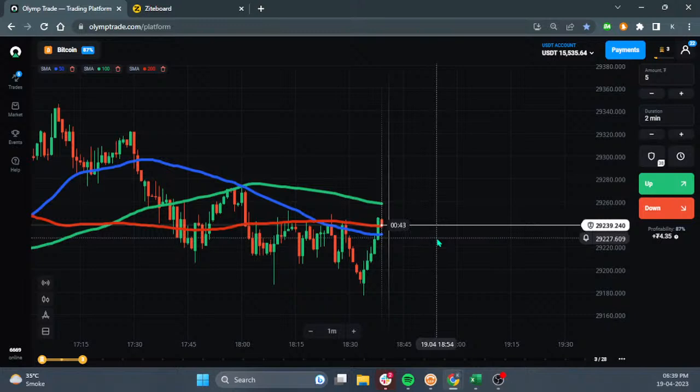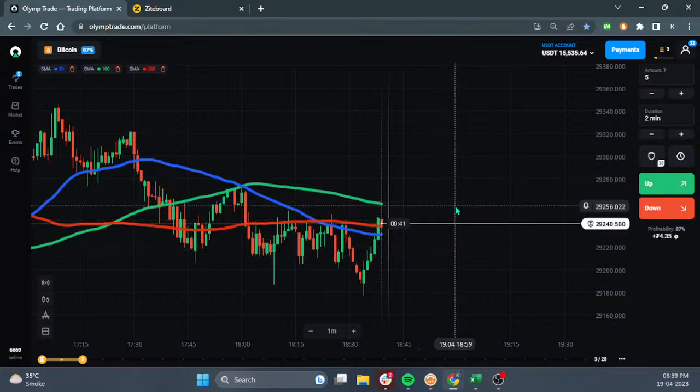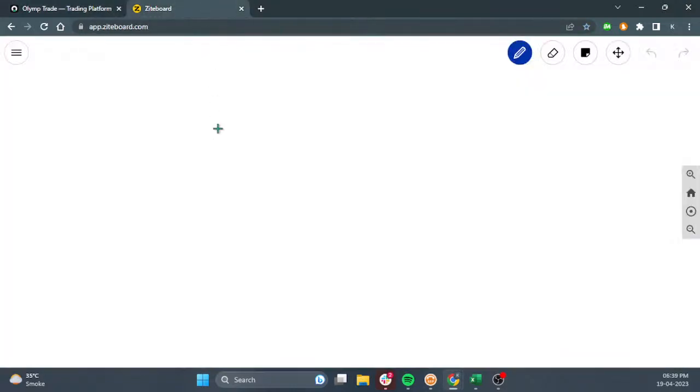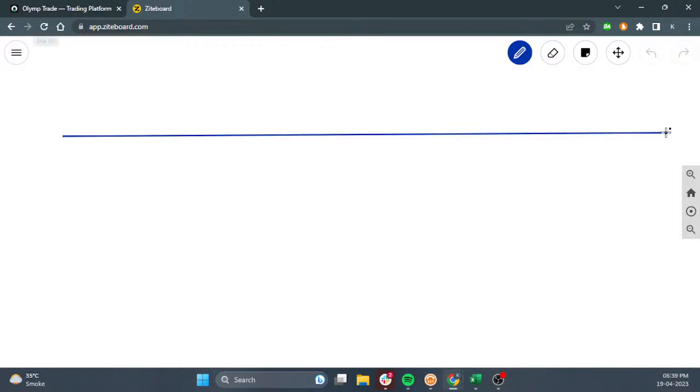So, what are we seeing right now? We can see 3 SMAs are imposed, crisscrossing each other and moving forward. So, where do we find the signal and how do we find the signal? So, let me try to explain it in a simplistic manner possible. So, for example, let's say this is the line.